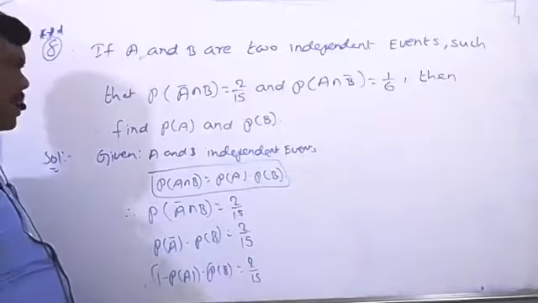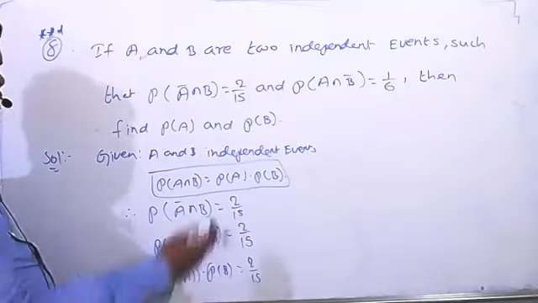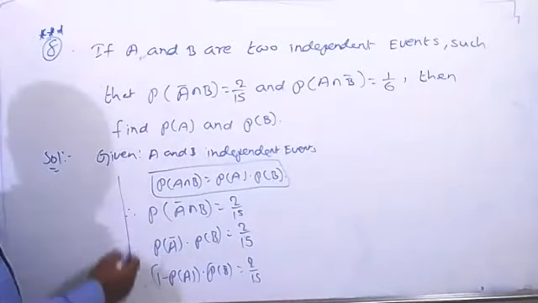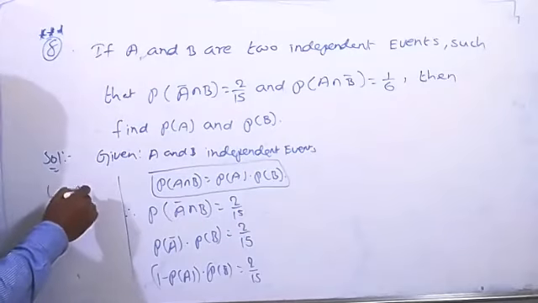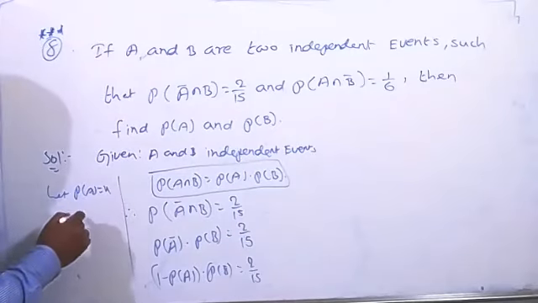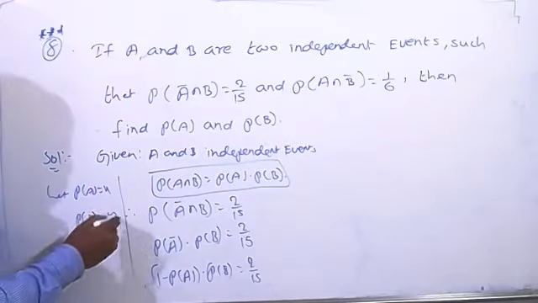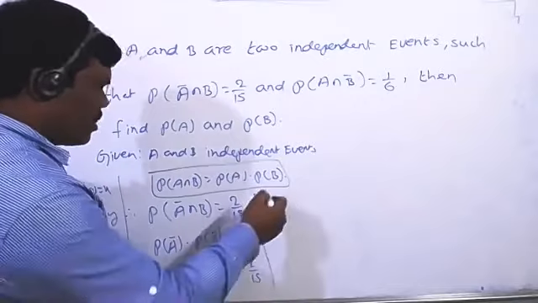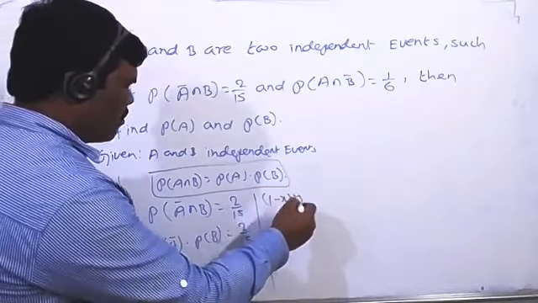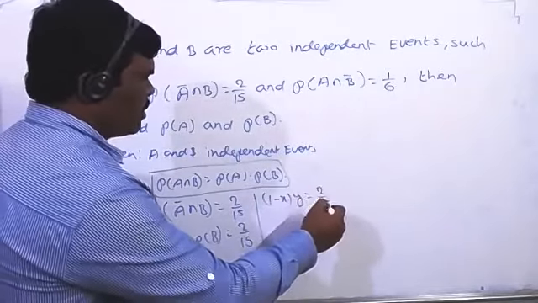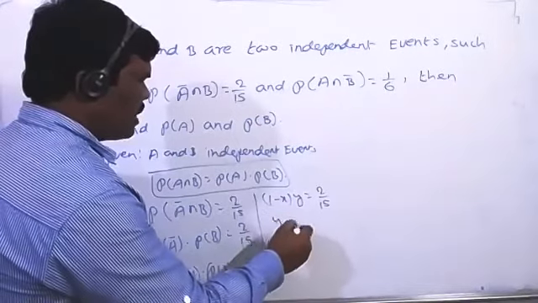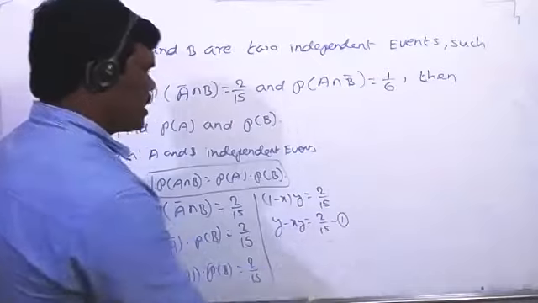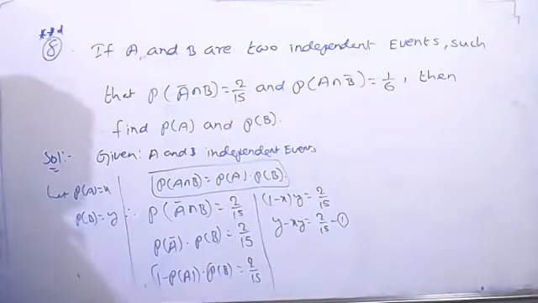If you want, you can start by writing: let P of A equal to X and P of B equal to Y. You can take it very easily. Now substitute: (1 minus X) into Y is equal to 2 by 15. So this is Y minus XY is equal to 2 by 15. Equation number 1.